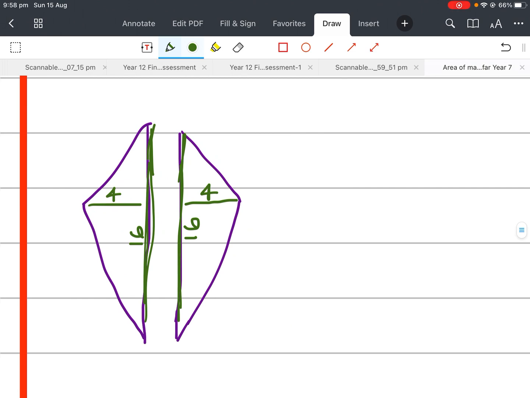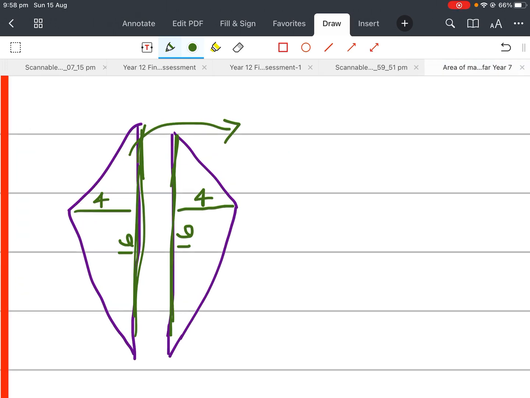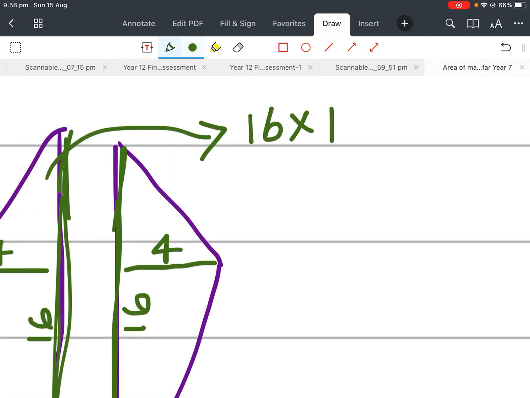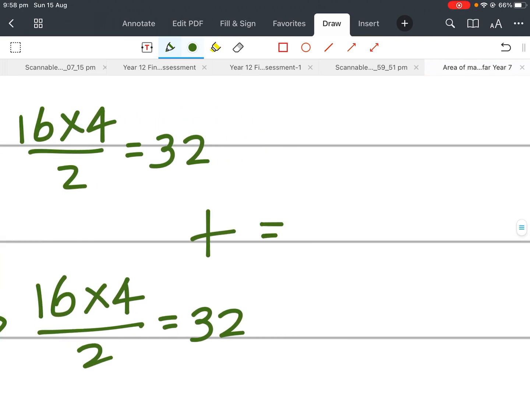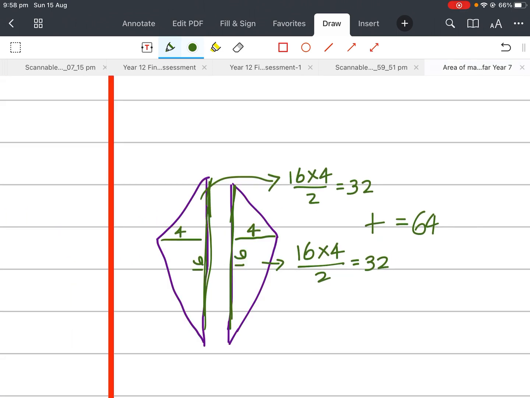So we use our knowledge of triangles, and this one's going to be base times height, 16 times 4 over 2, and this one's going to be base times height, 16 times 4 over 2. I'm going to do those on my calculator. 16 times 4, oh, calculator's gone off. 16 times 4 equals, divided by 2, 32. And then, of course, we add those two together because it's 2 triangles, and I get an answer of 64.